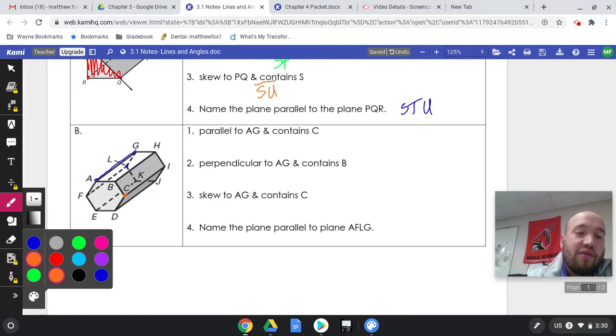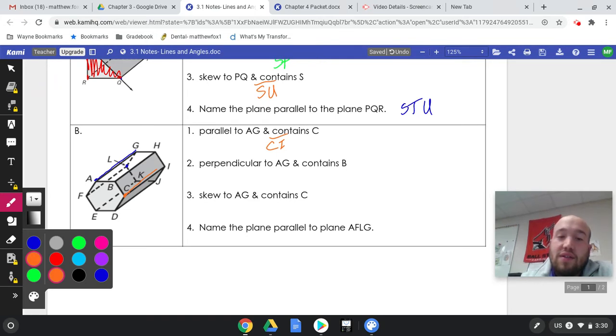So it has to run from front to back. So it needs to run right down this in order to be parallel. So our answer, CI. All right. Now, there are other lines that are parallel, but that's the only one that contains point C.